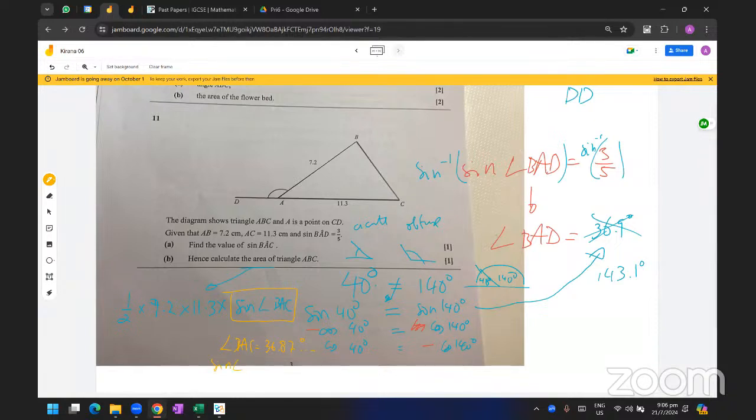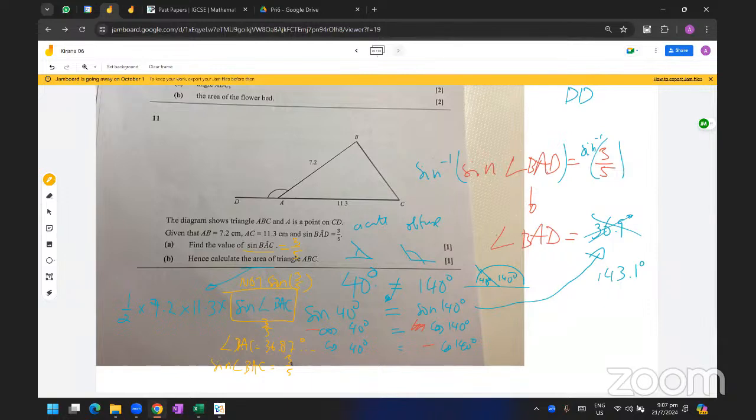The sine BAC, no matter what you do, please, this is not 36.87. What is sine BAC? They already asked you to find it in the first part. What is it? 3/5. So can you please change all this into 3/5, if that makes sense to you? This is not sine 3/5. This is 3/5 because sine BAC equals 3/5.